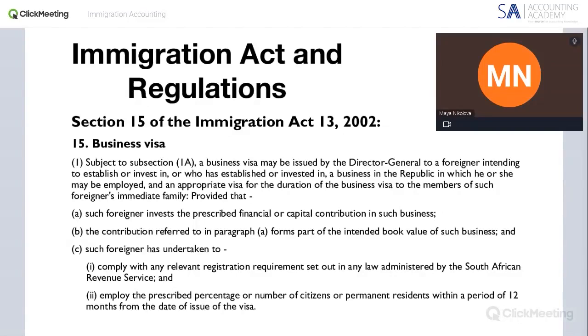So now, as you can see, this is actually a citation of the whole Section 15 as it appears in the Act, and these are the requirements that the legislator stated in terms of business visa, what an applicant must do in order to be able to apply and conclude a successful application for a business visa.